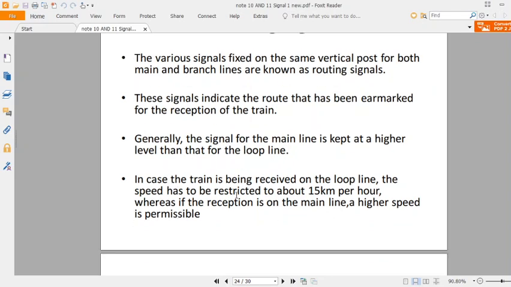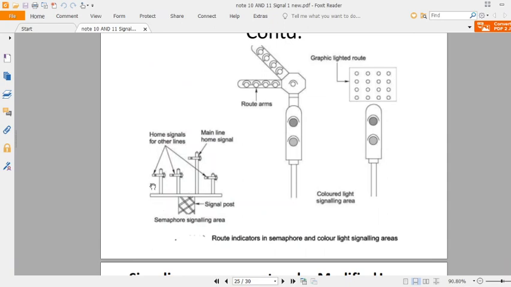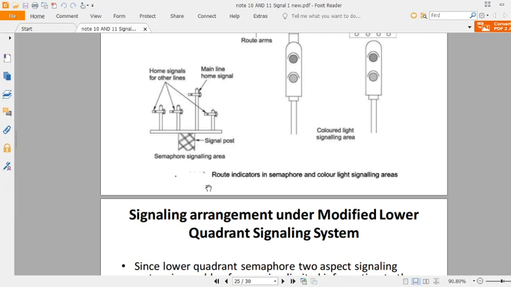So in case a train is being received on the loop line, the speed has to be restricted to about 15 km per hour, whereas if the reception is on the main line, a higher speed is permissible. See here, all the signals are situated on a single post. See this picture. So this is the routing signal.